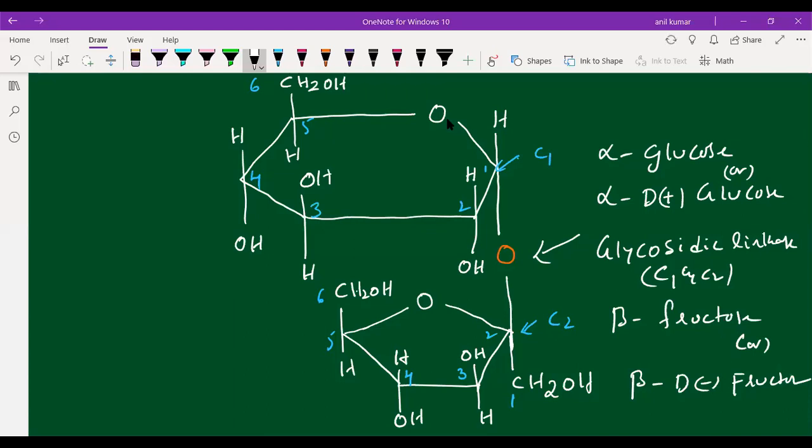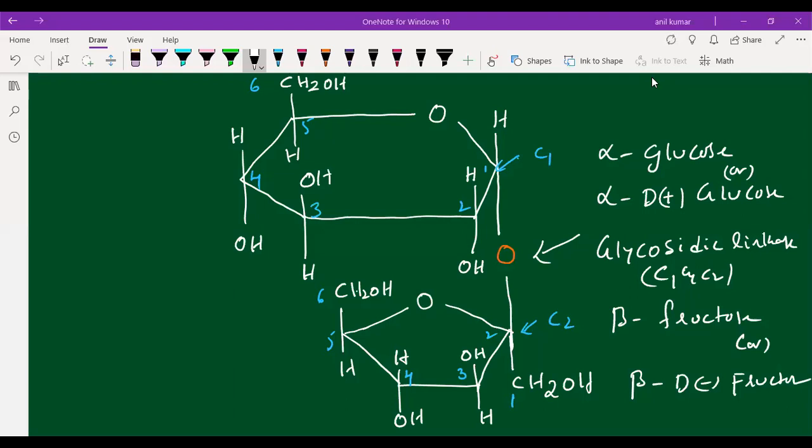Please message in the chat box, students, so that I will know whether you understood or not. Is it clear, students? Now are you able to draw the structure of sucrose?